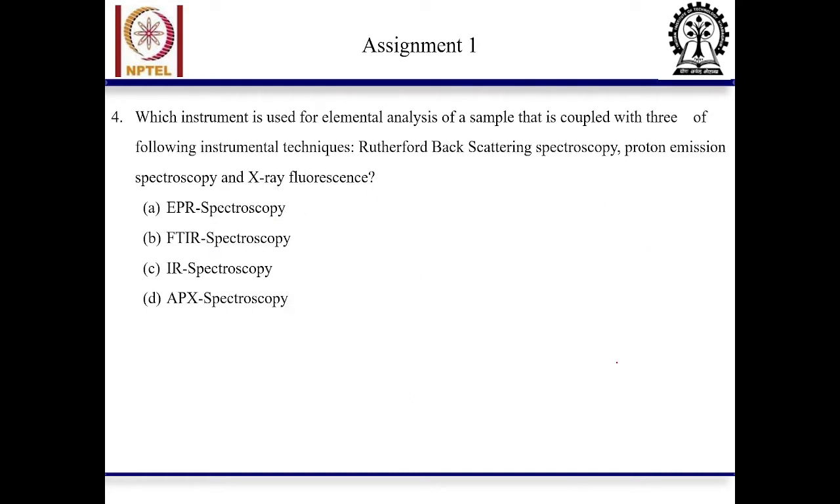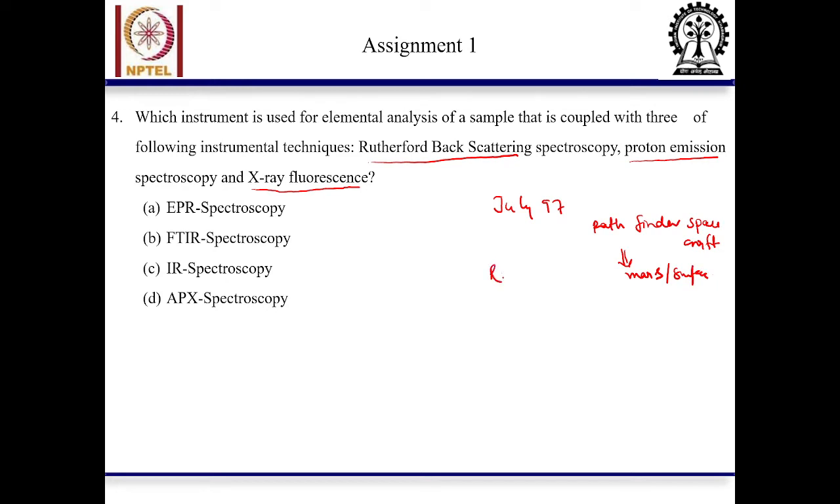If we go to question number 4, the question is: which instrument is used for elemental analysis of a sample that is coupled with three of the following instrument techniques: Rutherford backscattering, proton emission and X-ray fluorescence? If we go back to the literature, in July 97 the US sent the Pathfinder spacecraft to the Mars surface, and it found out the content of the rocks and soil.